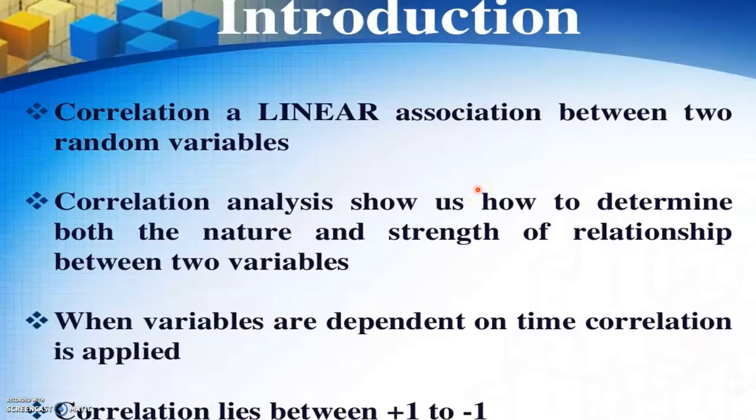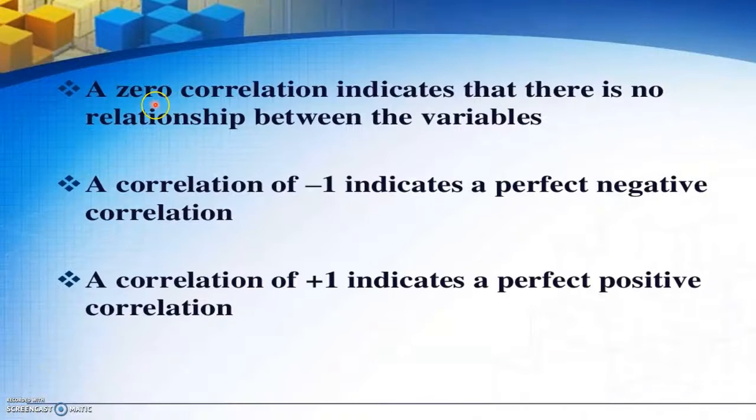Children, let us conclude today's session by recollecting all the points. Correlation means a linear association between two random variables. When variables are dependent on time, correlation is applied. Correlation lies between positive 1 and negative 1. A zero correlation indicates no relationship between the variables. A correlation of negative 1 indicates a perfect negative correlation, and a correlation of positive 1 indicates a perfect positive correlation.